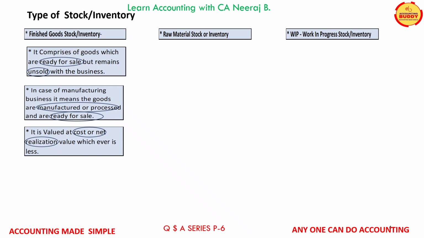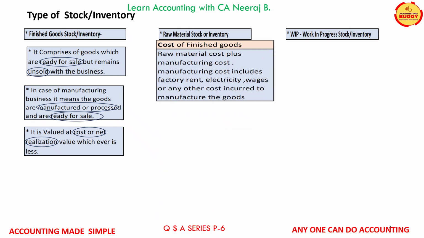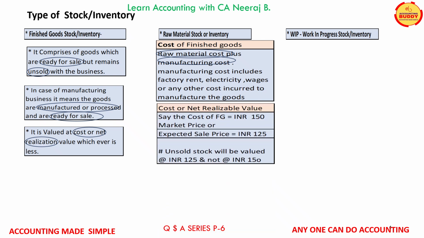Before we proceed further, let us understand the term cost of finished goods. Finished goods are valued by adding all the costs incurred in manufacturing the goods to its raw material cost. At this stage, it is important for us to understand the meaning of cost or net realizable value.